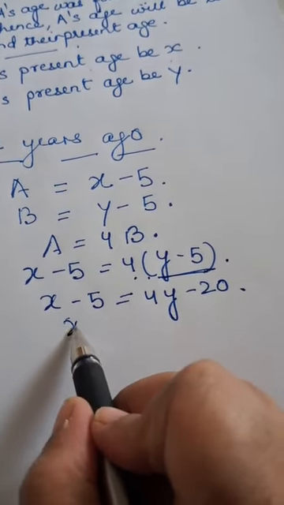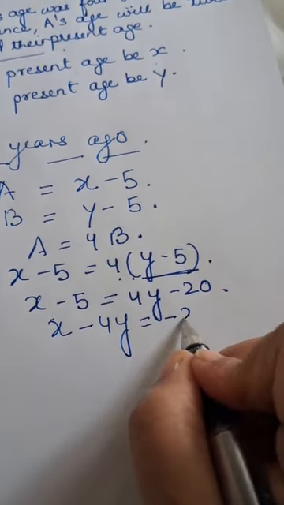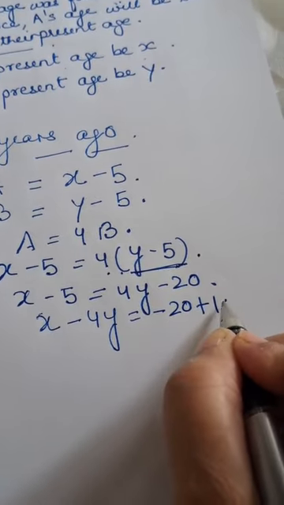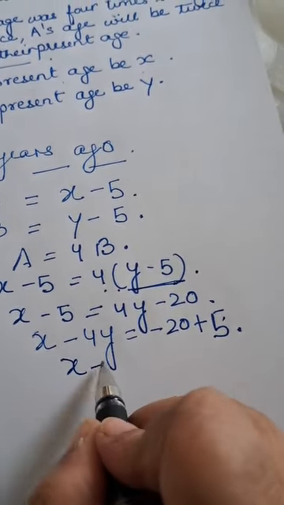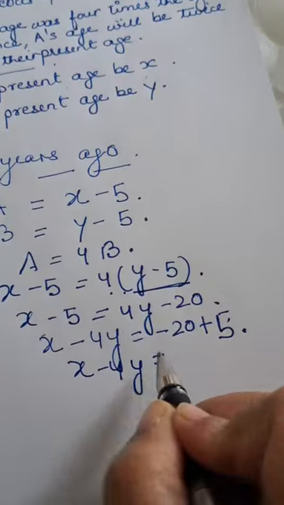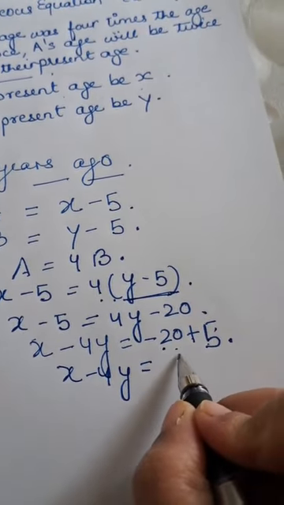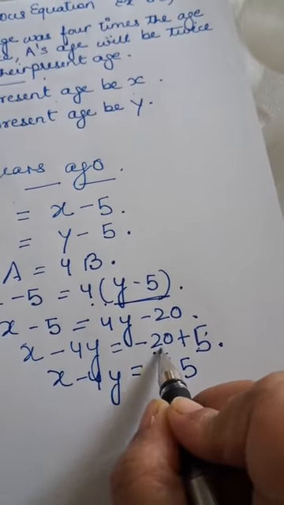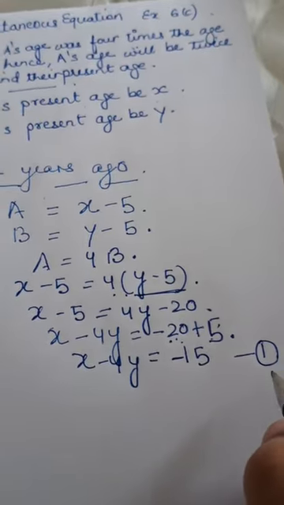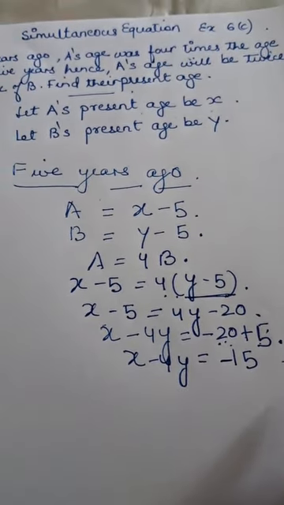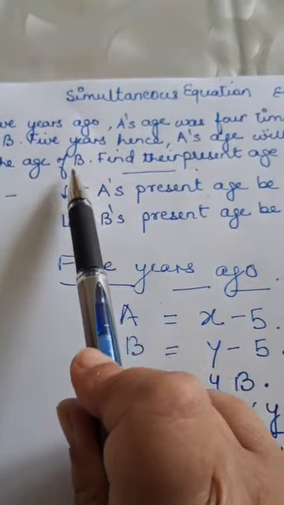Get all the variables on one side and the constants on the other. X minus 4y, plus, minus is the operation, 20 minus 5 is 15 and the sign of the bigger number. So this comes out to be my equation 1: X minus 4y is equal to minus 15. Now we will read the question ahead.